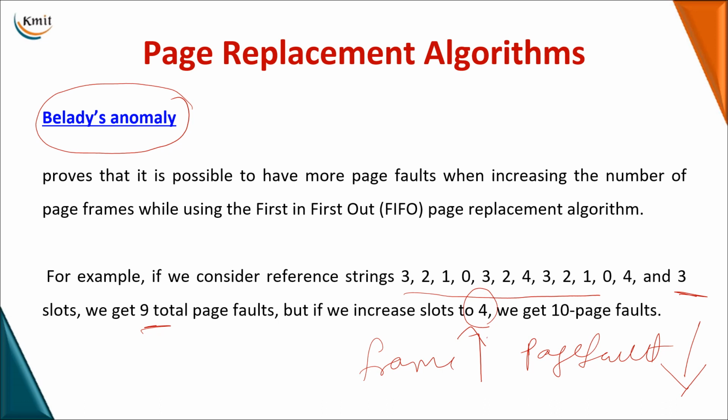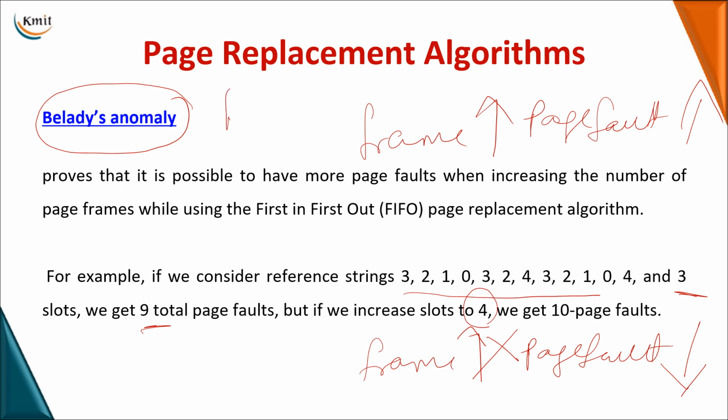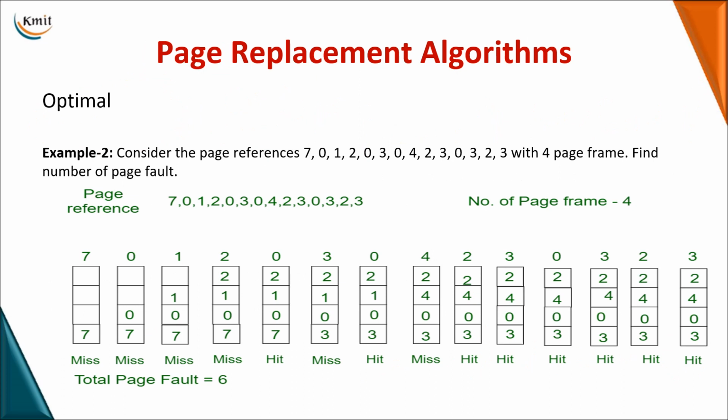But in reality, this will not happen. As you go for increasing your frame size, page faults would also increase. In which particular algorithm? FIFO. So this is the main problem you encounter in your first in first out page replacement. That particular problem we call Belady's anomaly.